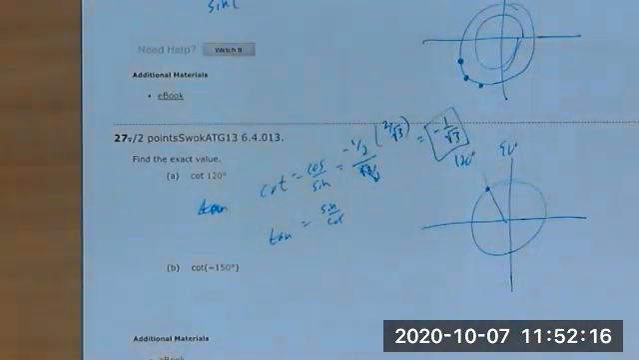I think the answer should be -1 over square root of 3. Guess I could check that before I go on. And that is correct.